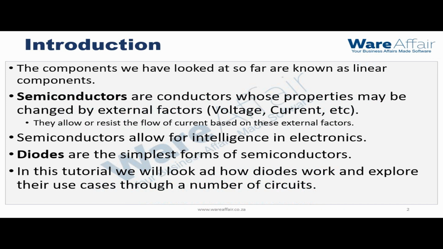The components we've looked at so far are known as linear components. Semiconductors are conductors whose properties may be changed by external factors such as voltage or current. They allow or resist the flow of current based on these external factors. Semiconductors allow for some intelligence to be applied in electronics. Diodes are the simplest form of semiconductors. In this tutorial, we'll look at how diodes work and explore their use cases through a number of circuits.